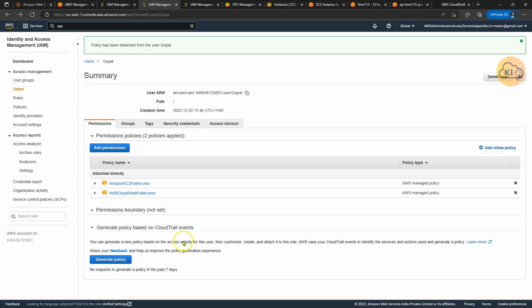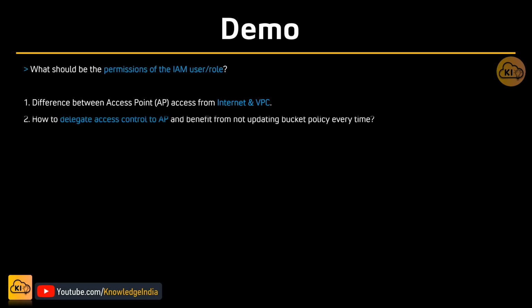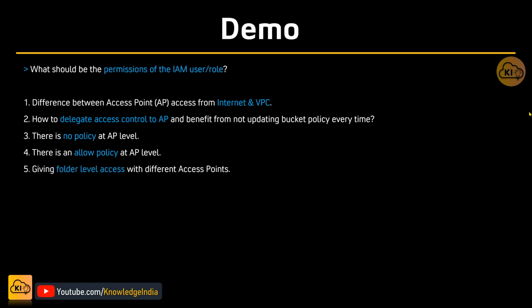Okay, so we have looked at a couple of options already. Let's review once. We have understood what permissions you should give to an IAM user or role. We have to give as few as possible and make sure that you specify the access point ARN in the resource. We understood the difference. We understood how to delegate access control to an access point, and hence we don't have to modify the bucket policy again and again. We looked at these two things as well.